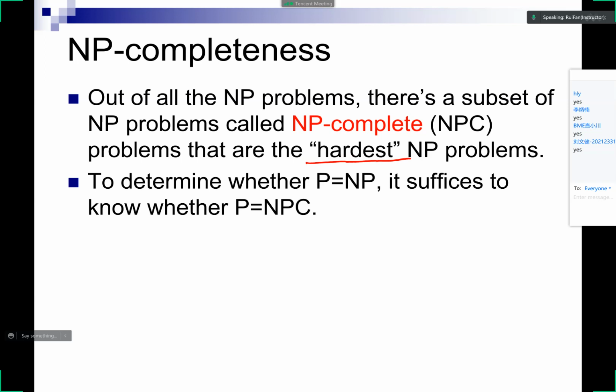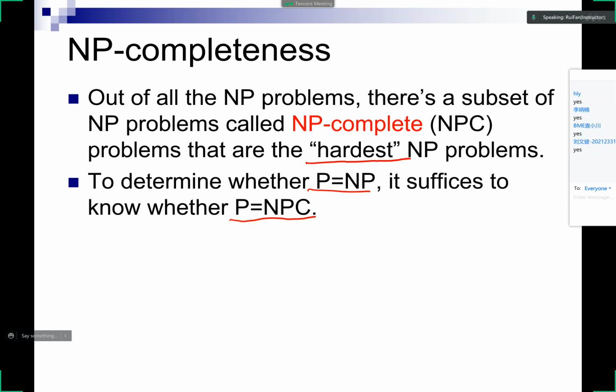The reason we want to focus on these NP complete problems is that if you want to figure out whether P equals NP, it's enough just to figure out whether P equals NPC. Because suppose P does equal NP complete, then that would mean that even the hardest problems in NP are solvable in polynomial time. And that would mean that any NP problem is solvable in polynomial time, right? Because if the hardest NP problems are solvable in polynomial time, then any NP problem is solvable in polynomial time.